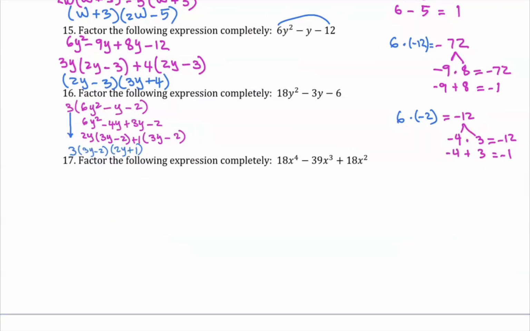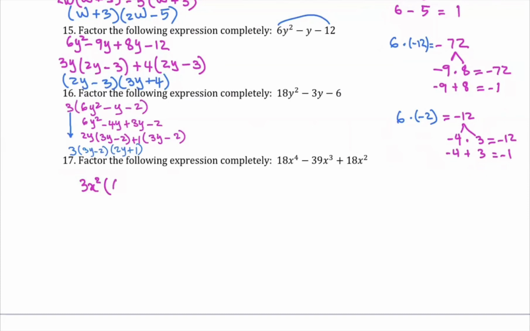Always make sure you search for any GCF. The GCF here is 3x squared. Let's factor it out. Factor the GCF out. 3x squared, we factor it out.